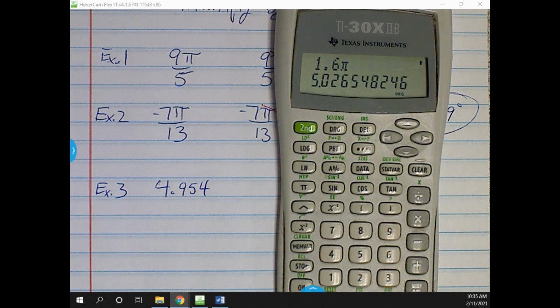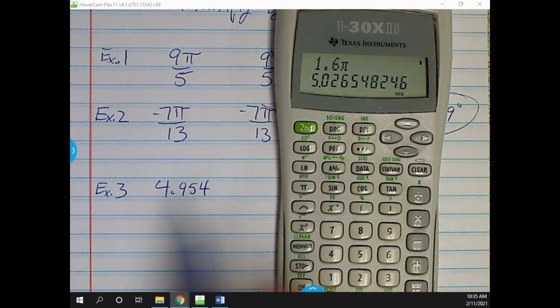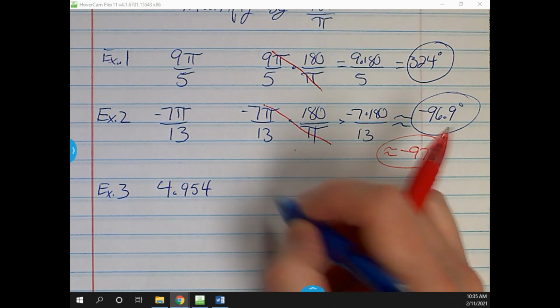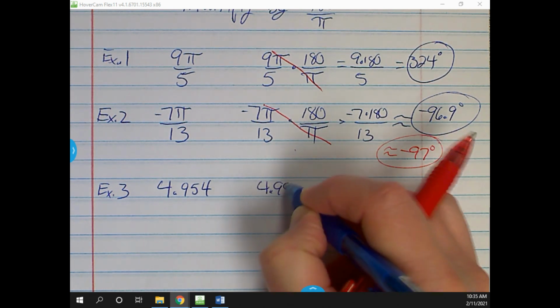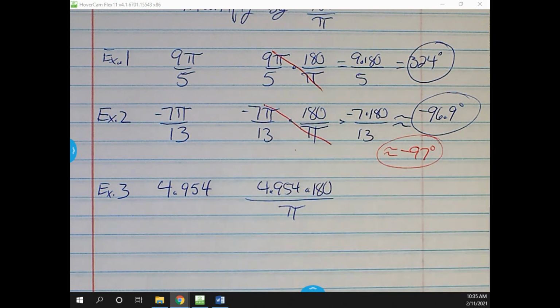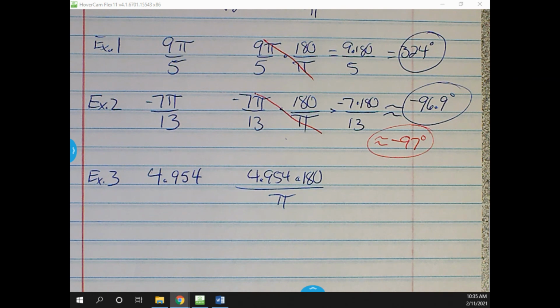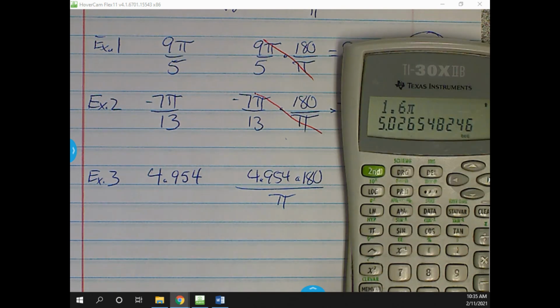Don't know exactly what it was. Yeah, not even that. It's somewhere between 1.5 and 1.6. So they gave you some number, and instead of giving you pi and the number, they just went ahead and wrote it out. You still do it the exact same way. You still multiply it by 180, and then you divide it by pi. The only difference is in this case, the pi's don't cancel. You just have to use the pi button on your calculator to figure out what this number is going to be.